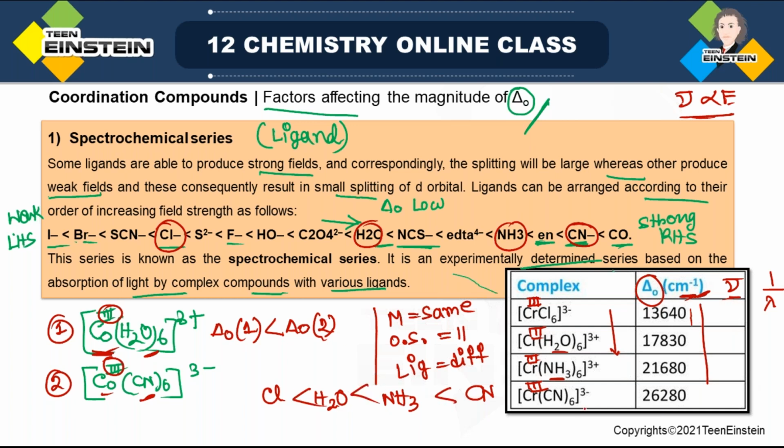Cyano is maximum. So that is why here, if we look at the values, this is maximum, 26,000, then 280, this is 21,680, 70,000, 30,000. So the values are highly different, right? And all these values are experimentally determined. How? By the absorption of light by the complex compound. So different compounds are taken and the experiment is done, and these are the corresponding del O values, from which it is clear that if you keep the metal same, oxidation state same, and change only the ligand, then depending on the nature of the ligand, the del O value will change.